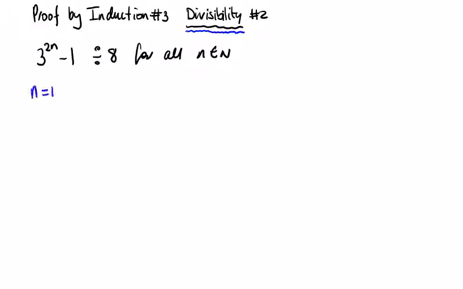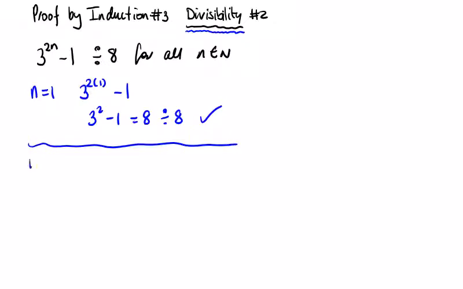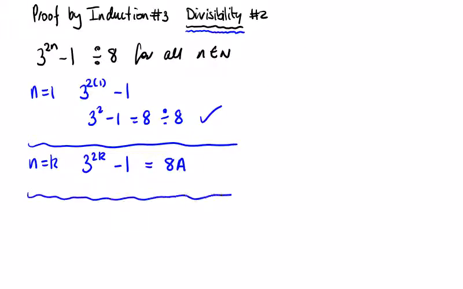Let's look. n is equal to 1. 3 to the power 2 times 1 minus 1 is 3 squared minus 1, which is equal to 8, which is divisible by 8. n is equal to k. We have 3 to the power 2k minus 1, and we're going to assume that that's equal to 8 times a number. I could bring the 1 across, but I don't think I need to.